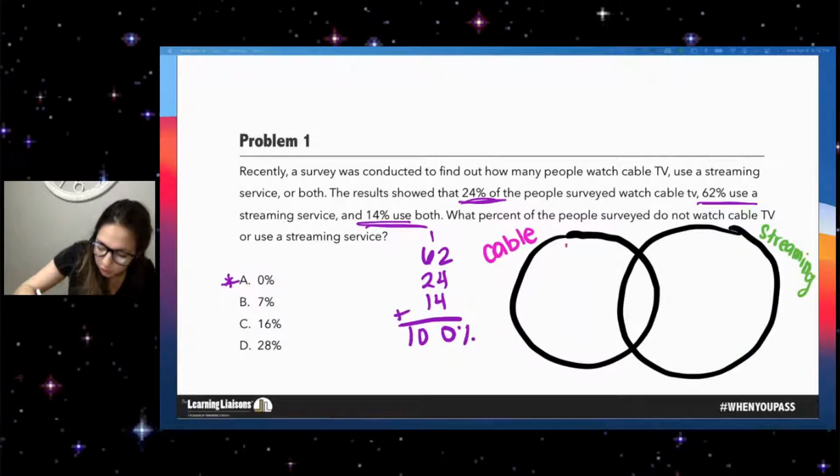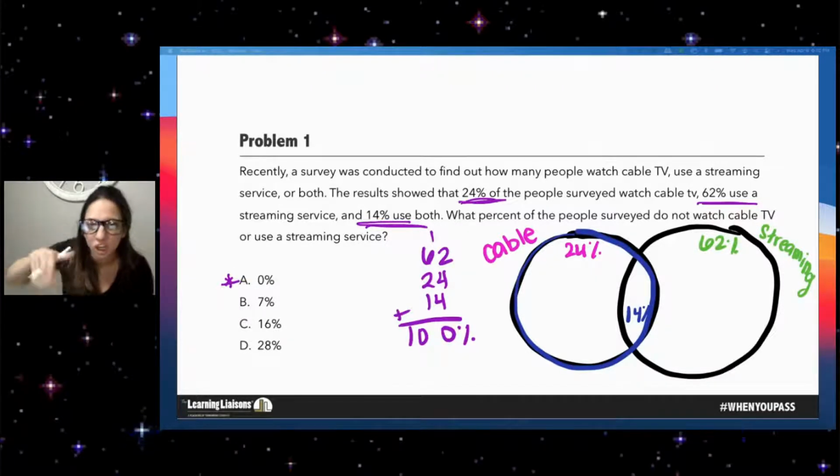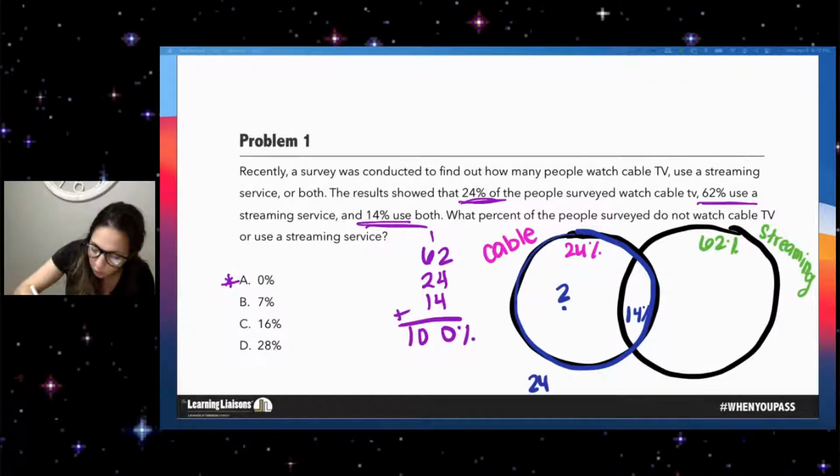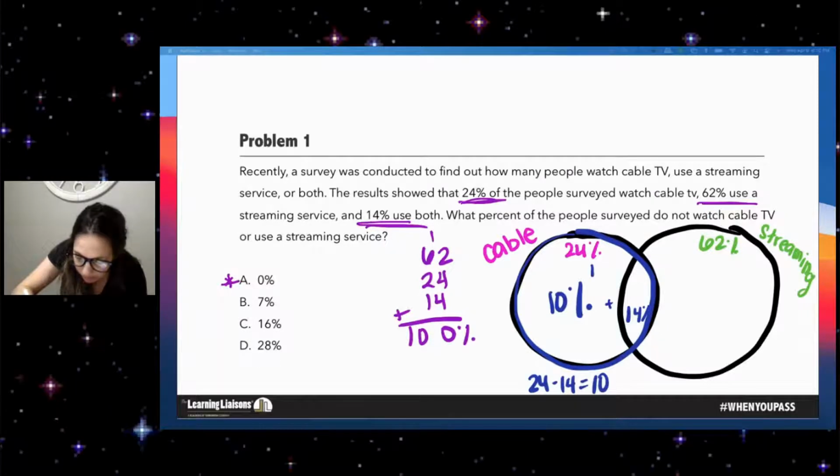Let's go back. If this is 24 and this is 62 and the middle is 14, what we have to realize is if this whole circle equals 24, which includes that 14, I have to figure out what this is. What plus 14 equals 24? Or 24 minus 14 equals 10. So only 10% of people only watch cable because 10 plus 14 equals that 24.